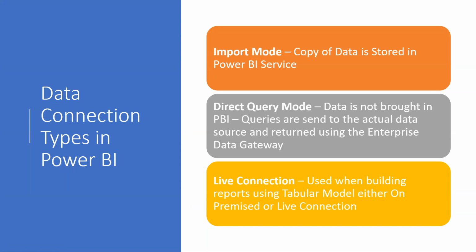If you're importing the data, then it is called import mode. And if you're using only the connection to the data source, then it is called direct query. And when you're creating models and then connecting, it's called live connection mode. And when you're combining import query and direct query, then it is called composite models.